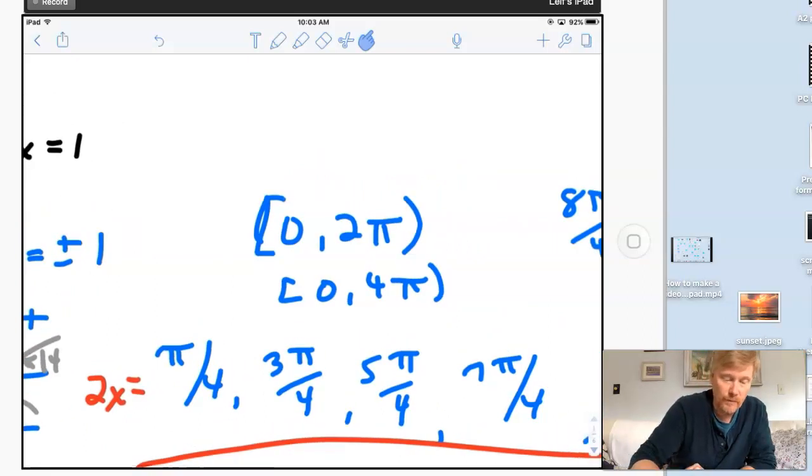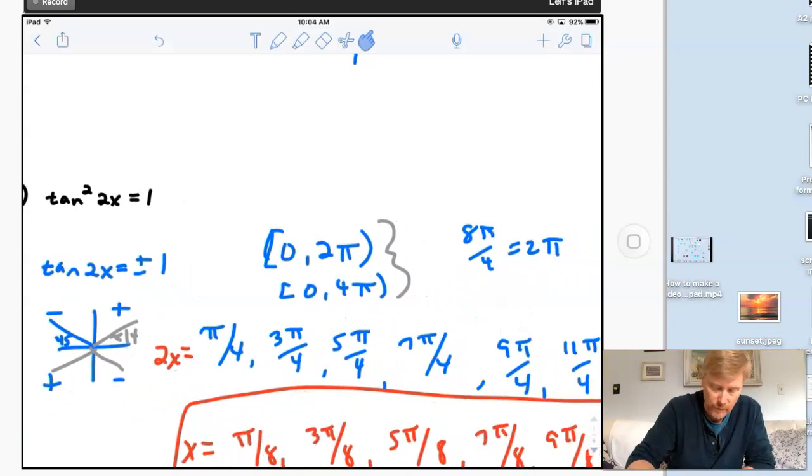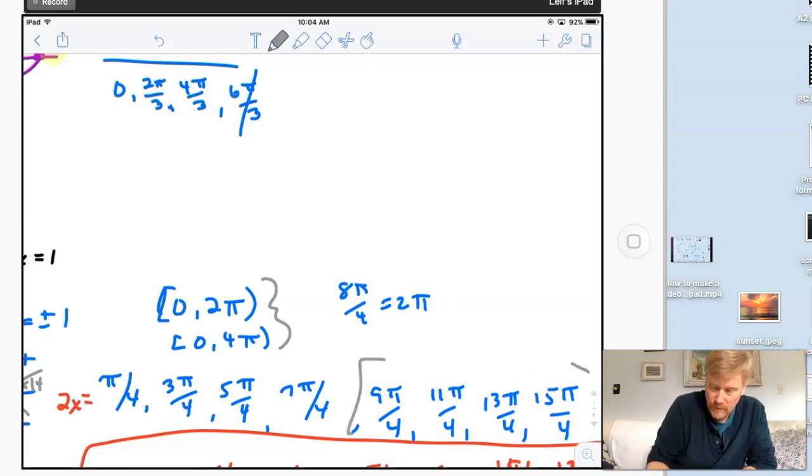And now, so once again, because this one had the 2x on it, instead of going to 2 pi, I'm going to go all the way to 4 pi. So if I just add 8 pi over 4 to all of those, I'll get my other 4 answers, like these over here: 1 pi over 4 plus 8 pi over 4 is 9 pi over 4, 3 pi over 4 plus 8 pi over 4 is 11 pi over 4, etc., etc. I get all of those answers. So all of those are what 2x equals.